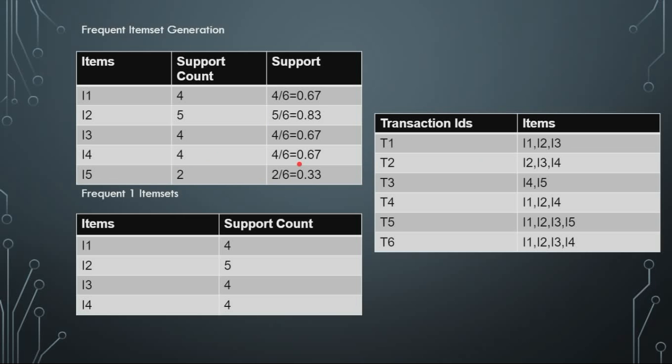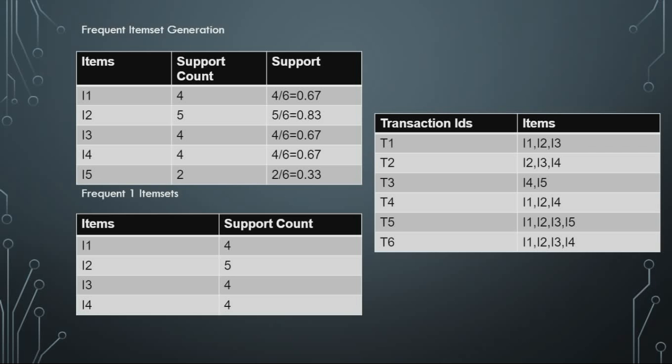We can see that the support of I5 is 2 by 6 or 0.33, whereas the minimum support was 0.5. So this item lies below the minimum support and hence it will be pruned. It will not be included in the frequent item set, which will only include items I1, I2, I3 and I4.